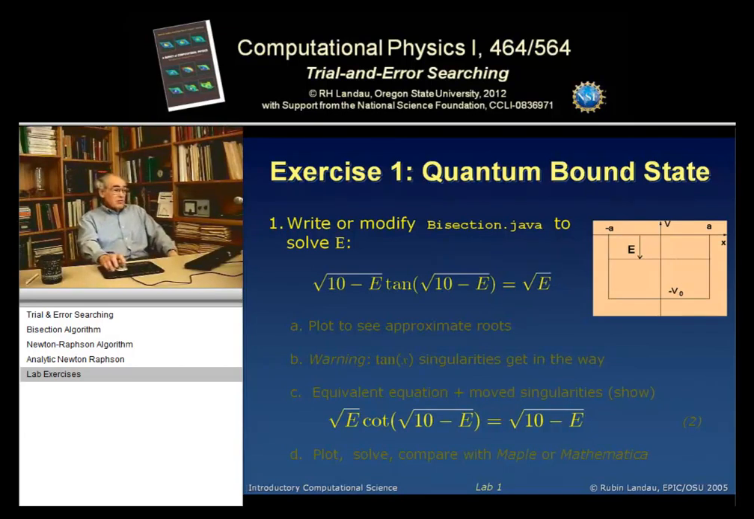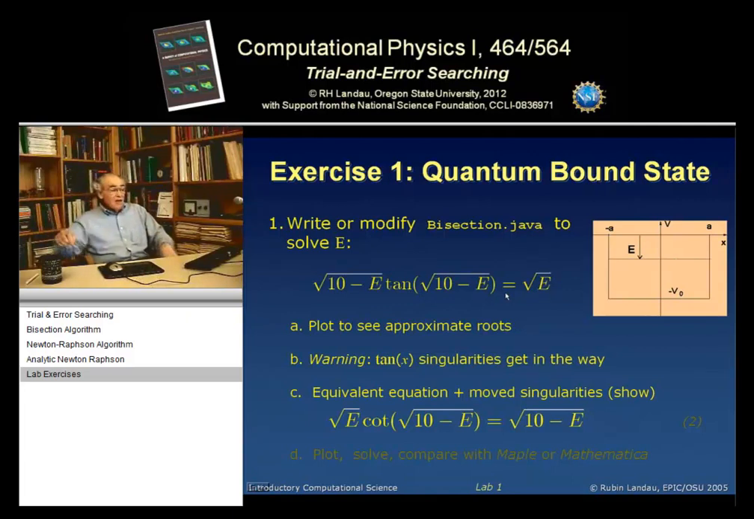So you need to plot the results as a function of energy, make a plot of the left-hand side of the equation versus the right, or take the square root of E over, so you get a plot of what the function looks like as a function of E.